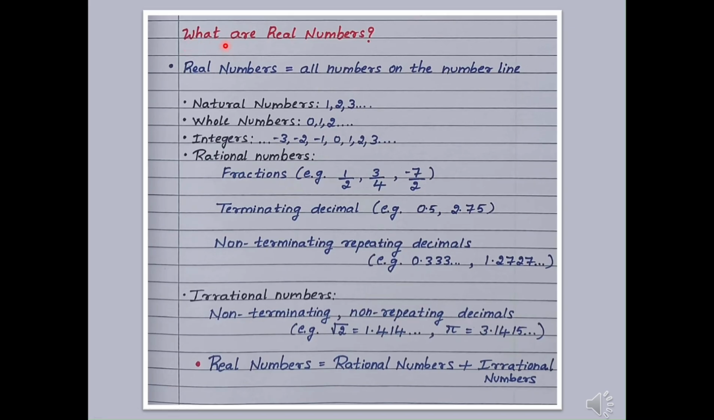So, what are real numbers? Real numbers are all the numbers on the number line. They include natural numbers, whole numbers, integers, rational numbers, and irrational numbers. Let's see them one by one. Natural numbers are counting numbers, that is 1, 2, 3 and so on. Whole numbers are natural numbers along with 0. Integers are whole numbers along with negative numbers.